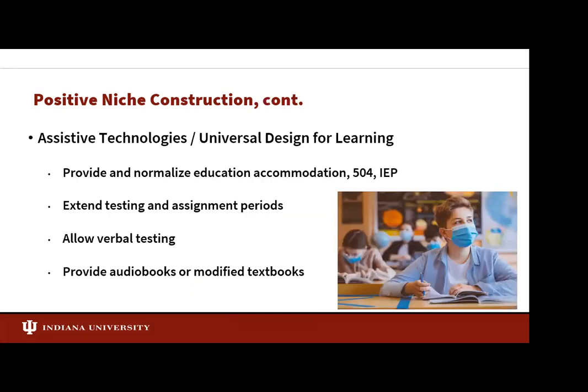And also, it's really important for a neurodivergent student to have access to technologies and universal designs for learning, like extended time on tests and assignments, preferential seating, verbal tests, audiobooks or modified books, reduced homework or classwork, or an aide or therapy. Next slide, please.